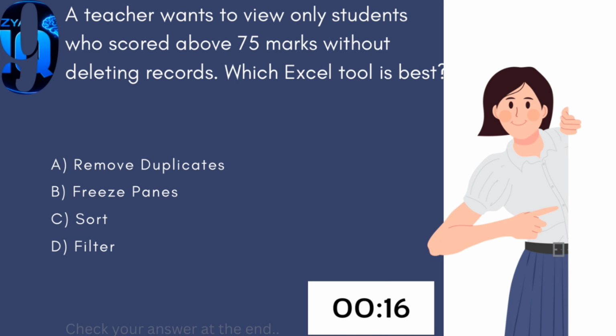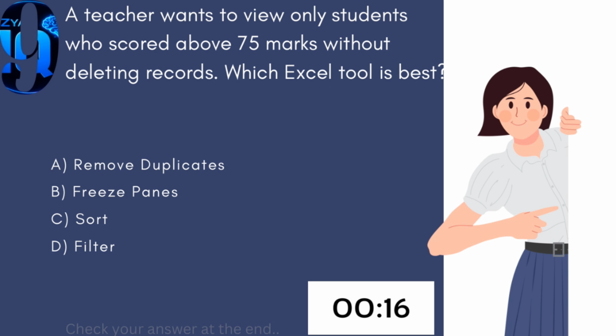Remove duplicates isn't suitable because it removes repeated entries, which isn't what we need here. Freeze panes helps us keep headers visible as we scroll, but doesn't help in filtering data based on scores. Sorting can organize your data, but it doesn't allow you to selectively display only those above 75. That leaves us with filter, which is a powerful tool for this purpose. Using filter, you can quickly display only the students who scored above 75, while keeping all your data intact. It's all about making your data more manageable and insightful without making permanent changes. Remember, filtering is essential for analyzing specific segments of data while preserving the original dataset for future use.